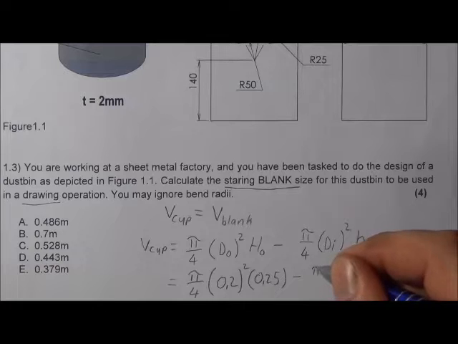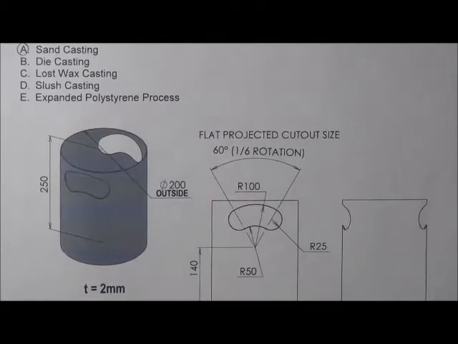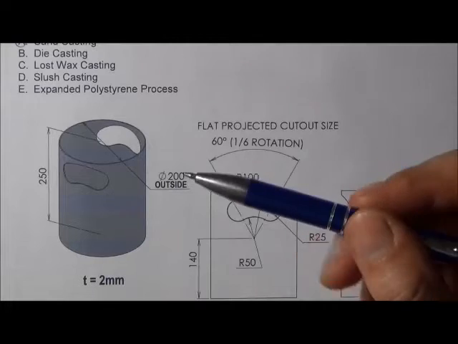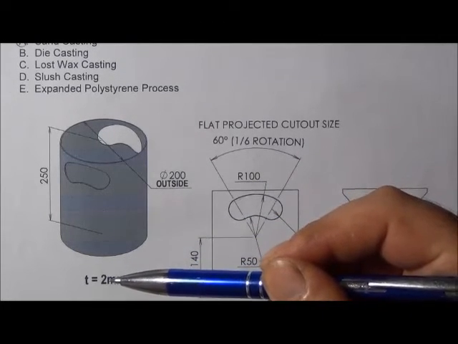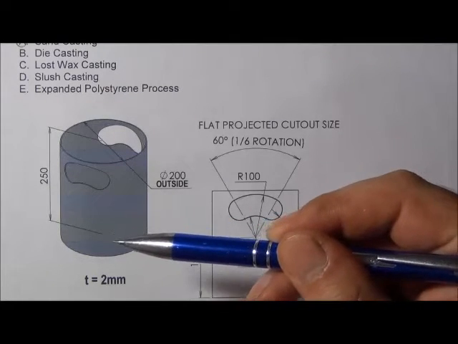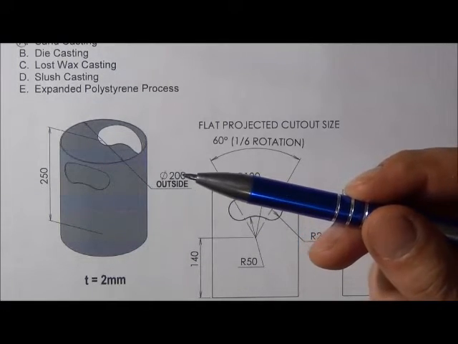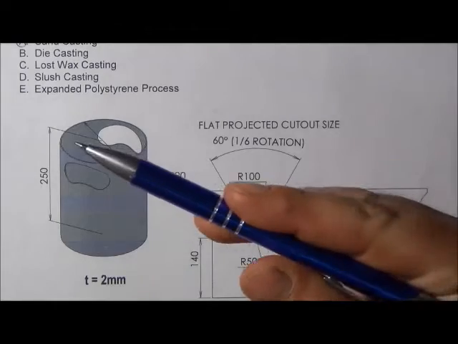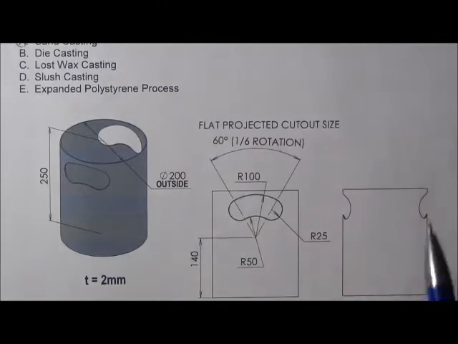Minus pi over 4. Now we need to determine the inside diameter. So from the question, the outside was given as 200 and the thickness is given as 2 millimeters. So on the side and on the bottom it is 2 millimeters thick. That means the inside diameter is 200 minus 2 minus 2. So minus 2 on each side.